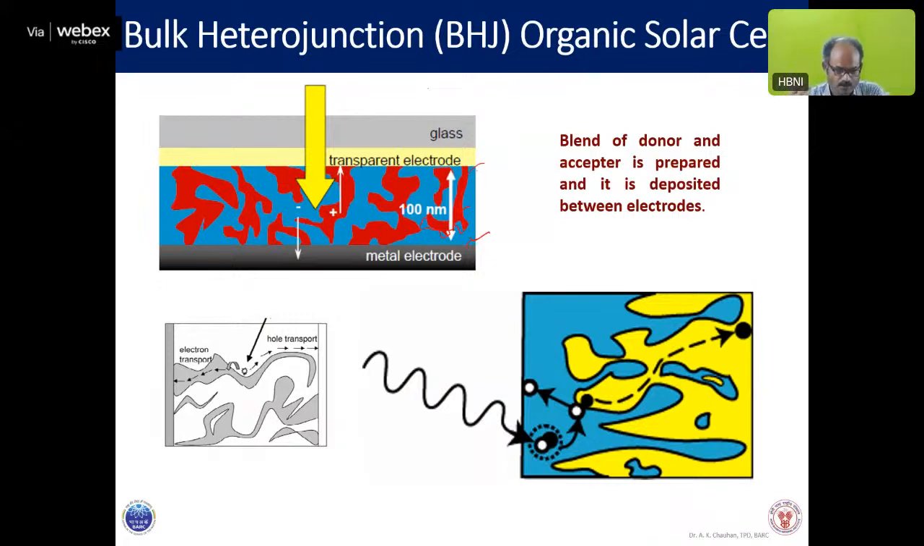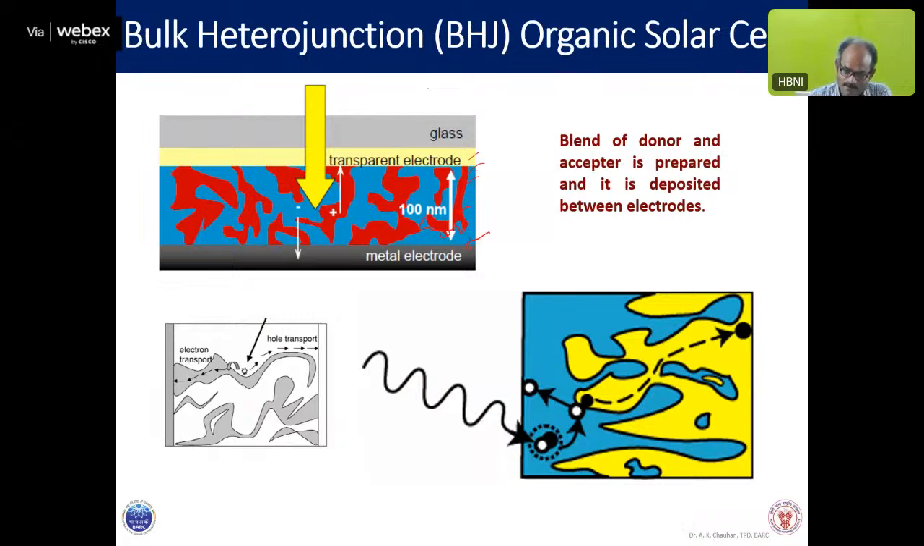But there is another problem now. This is the situation we have drawn as per our convenience in an ideal way. All the donor material will get connected to this, all the acceptor material will get connected to this, but that is not the case. When you are blending, you don't know which one will get connected to which one. That is also again a probability, but it gives you better results.